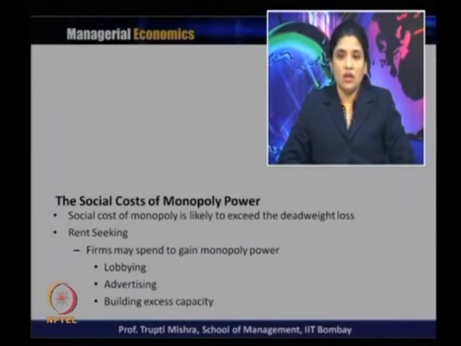The social cost of monopoly, if you look at it, is always likely to exceed the deadweight loss. And why does it exceed the deadweight loss? Maybe because of rent seeking, because firms may spend to gain monopoly power, as we discussed in the previous slide. There is some additional cost involved in order to get the profit, and that is the reason the social cost may exceed the deadweight loss. Firms may spend to gain monopoly power through lobbying, through advertising, and through building excess capacity.